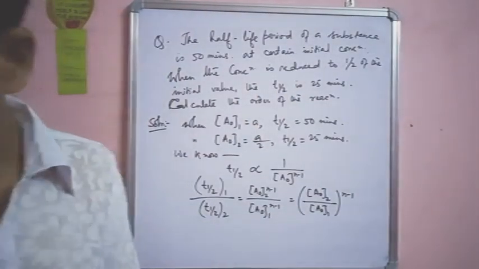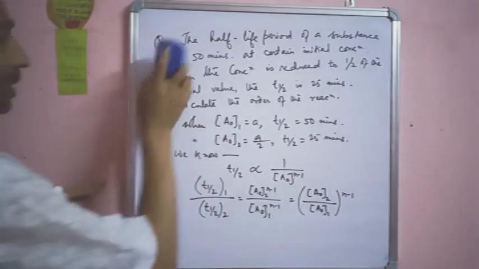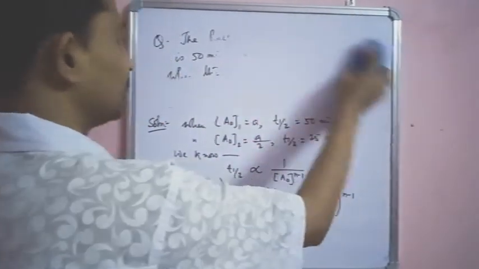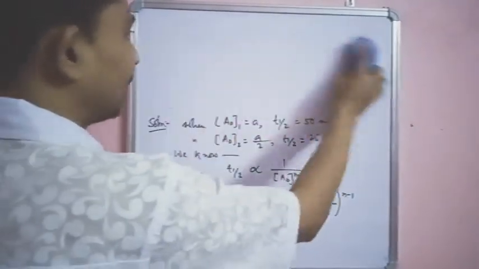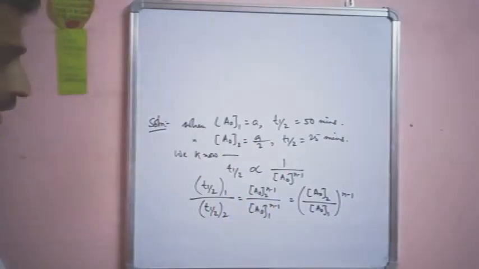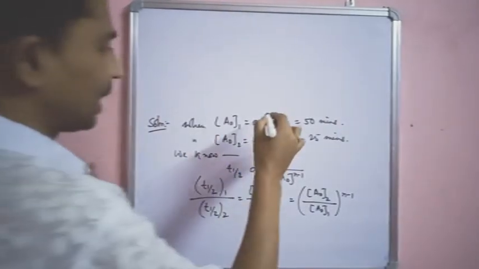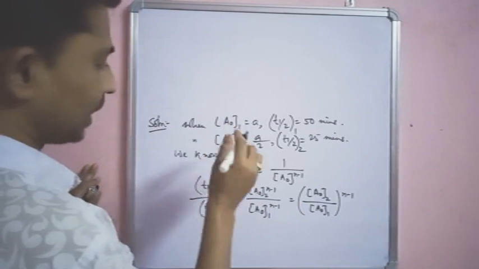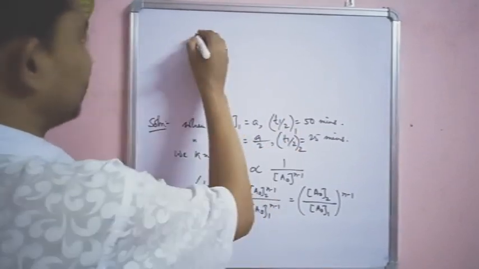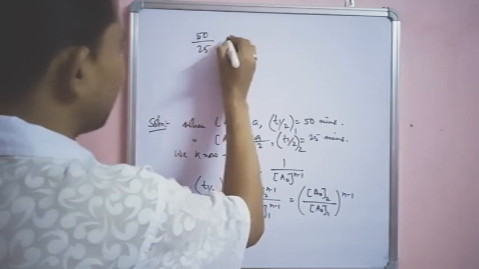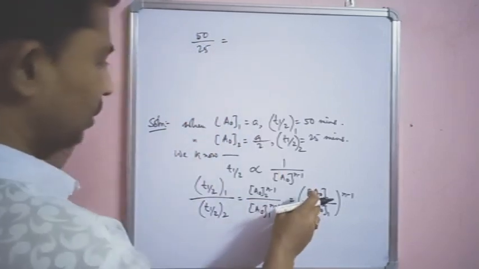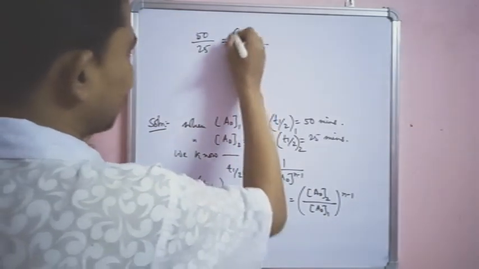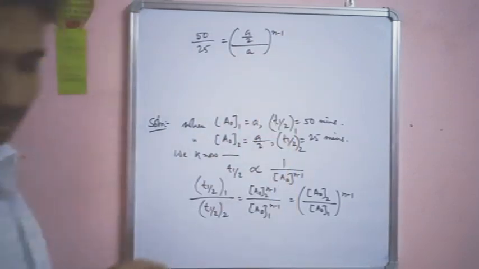Now see, we will substitute the values. So T half 1 is equal to 50 minutes. T half इसको 1 दे देते हैं, इसको 2 देते हैं, ठीक है. तो T half 1 by T half 2 is equal to 50 by 25 is equal to a naught 2 का वैल्यू है a by 2 डिवाइडेड बाई a to the power n minus 1, ठीक है.